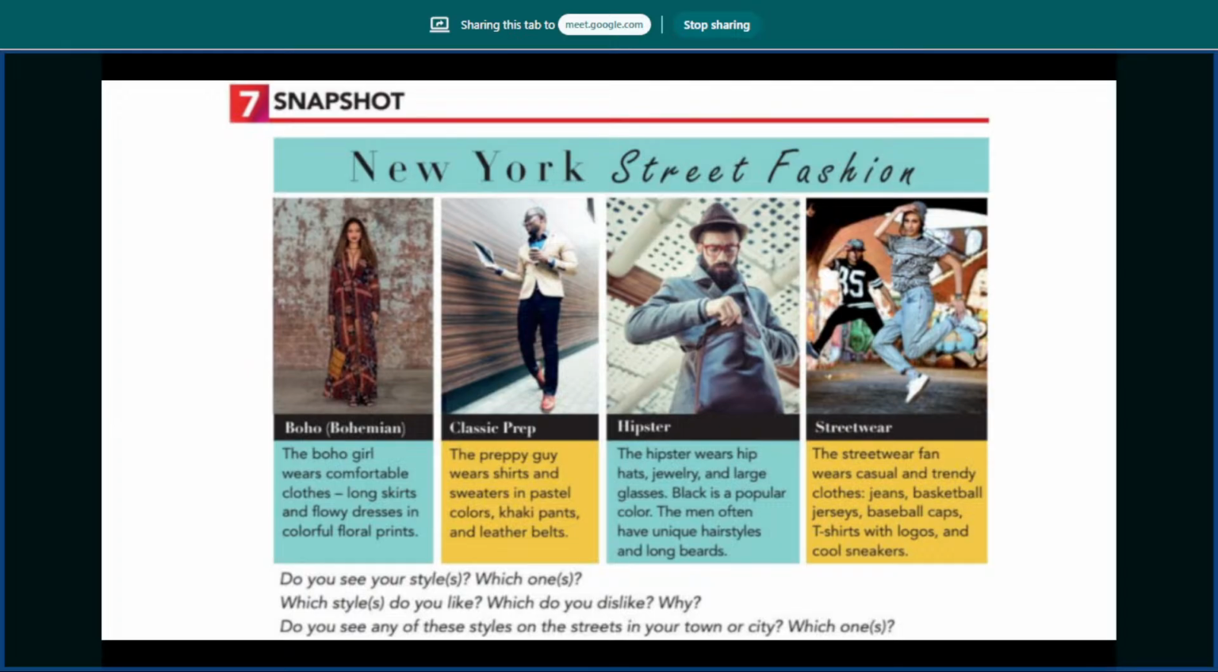I follow streetwear, basically with t-shirts, polos, and jeans, and casual shoes. Okay. Yes, I also wear the same streetwear, so t-shirts and jeans. Okay, that is what you usually wear. Okay, next, which style do you like and which style do you dislike, and why?